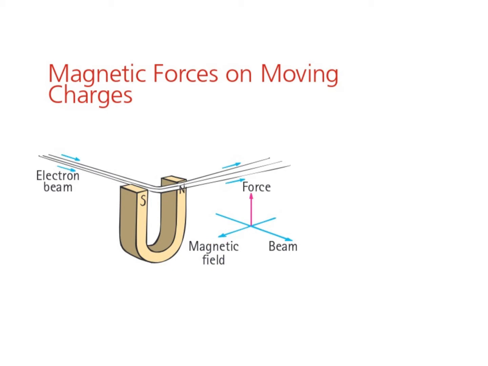But what's also perpendicular is the force. The magnetic field and the beam of charged particles, in this case the beam of electrons, they form a plane, and the force is perpendicular to that plane. So the force is always perpendicular to both the beam of charged particles and to the direction of the magnetic field.